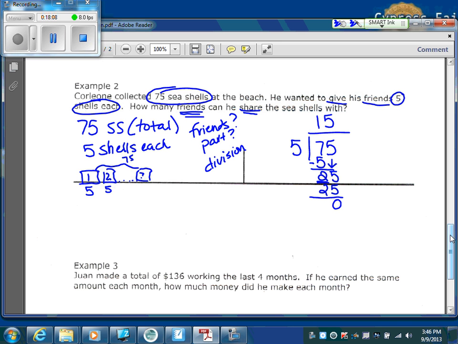Subtract, it's 0. Check, is 0 less than 5? Yes. Is there another number to bring down? No, that means that my answer is complete. So my answer is he can share those seashells with 15 friends.